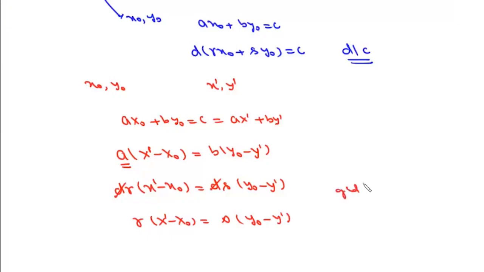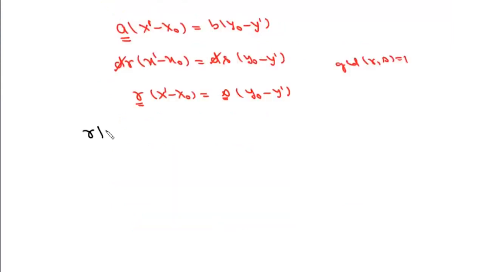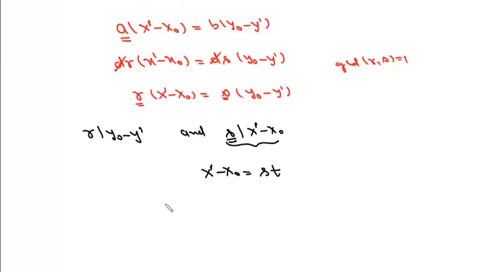Now we have taken the GCD of r and s as 1. That means r doesn't divide s and s doesn't divide r, which simply means that r must divide y0 minus y dash, and s must divide x dash minus x0. Now if we look at this, then x dash minus x0 must be some integral multiple of s. So we can write x dash minus x0 equals st, or x dash as x0 plus s into t. Now what is s? d into s is b, so s is simply b by d.